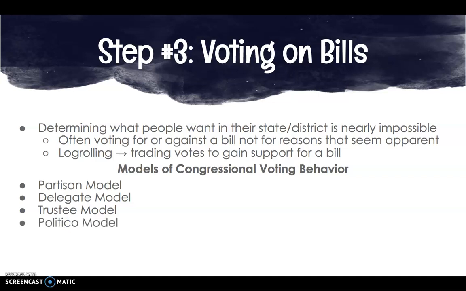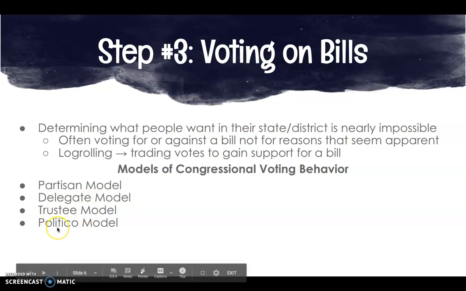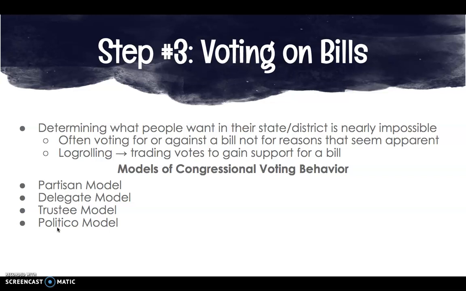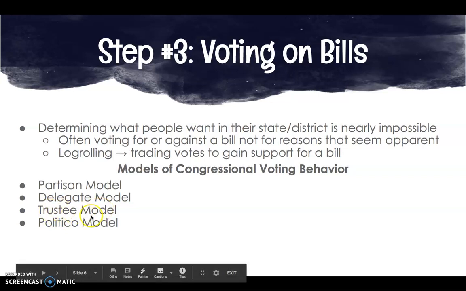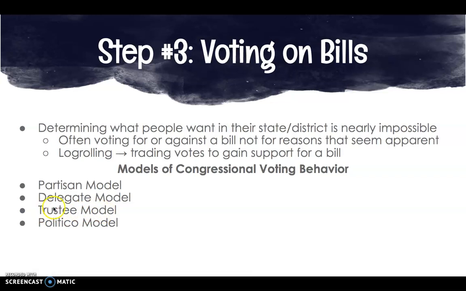And then finally, we have the Politico model, and this blends the delegate model and the trustee model. This is where the congressperson would consider the variety of factors in front of them, decide their action, and vote for whatever makes the most sense to them at the time during periods of low public opinion. So that would be more toward the trustee model. Or during periods of high or strong public opinion, they would listen to their constituency. So that's more of the delegate model. So it's a blend of those two.